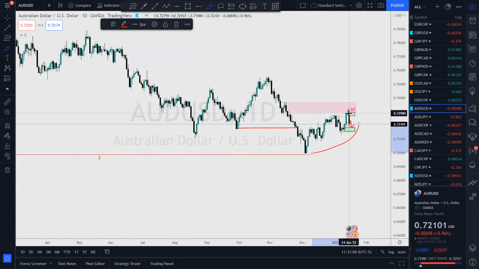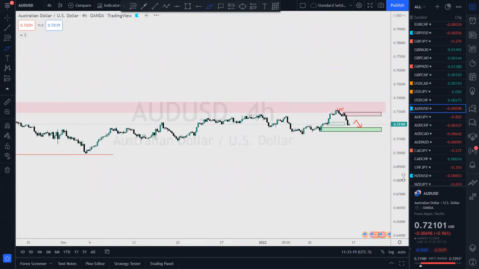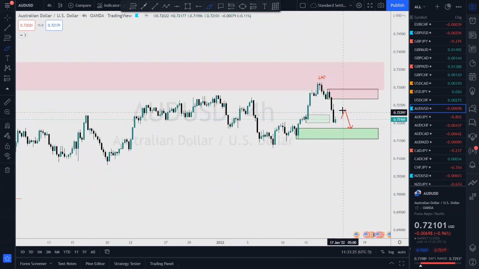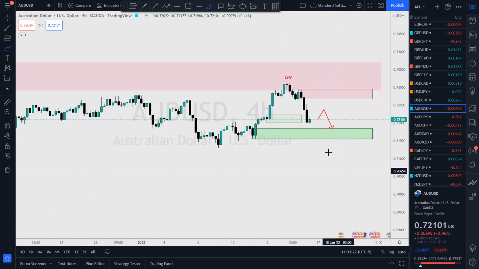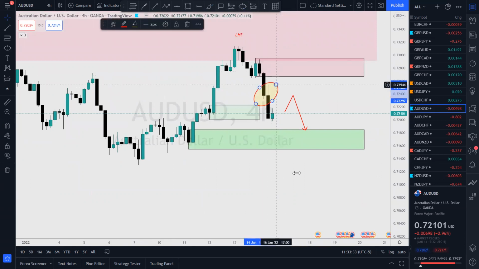Is this the lower high? Is this the lower high is the question. All right, let's go to the 4 hour. Because if that's the lower high, look at that head and shoulders. All right, if this is the lower high, we can expect price to go lower. Now what I want you to notice is that we have this sell to buy move here. I mean, buy to sell.